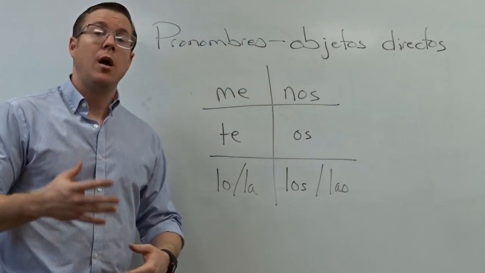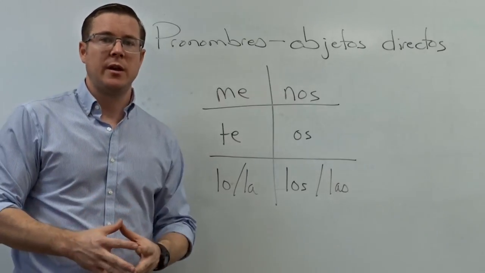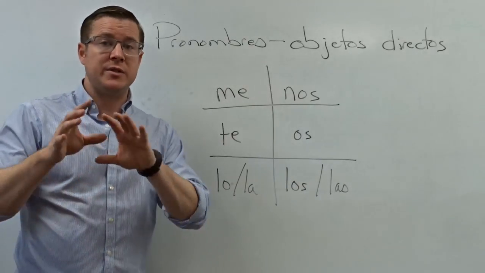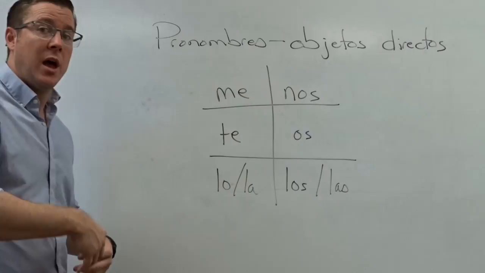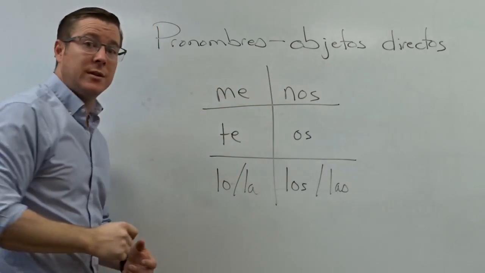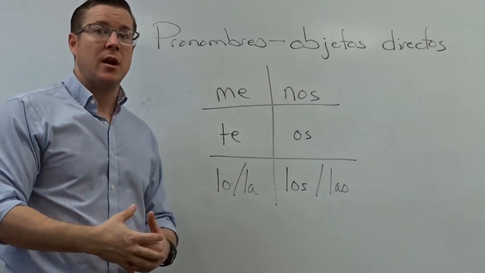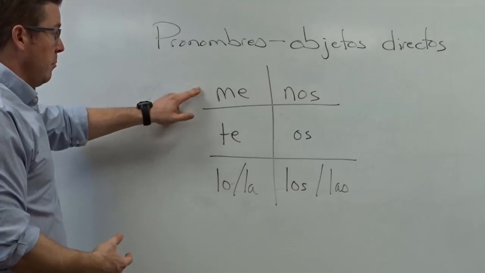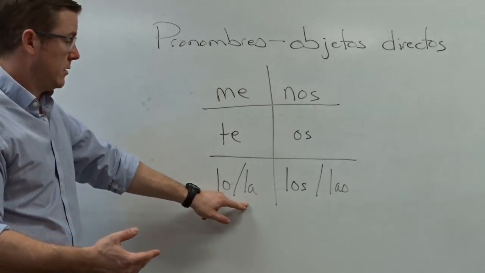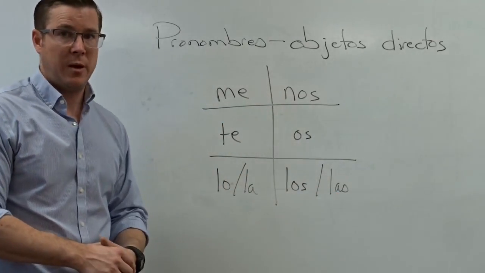Okay, hopefully now you've got an idea of how to identify the direct object in a Spanish sentence. Now the next step is to figure out how to take that object and replace it with an object pronoun, los pronombres de los objetos directos. In Spanish, we have 6 object pronouns. Me, te, lo, la, so really we have 8. Nos, os, los, las. Okay?